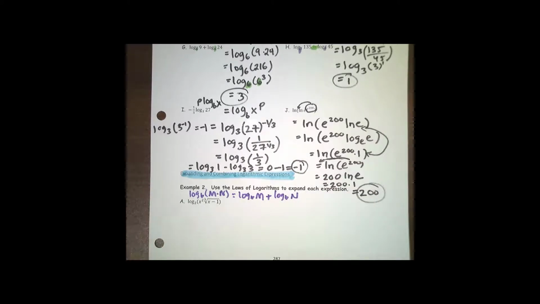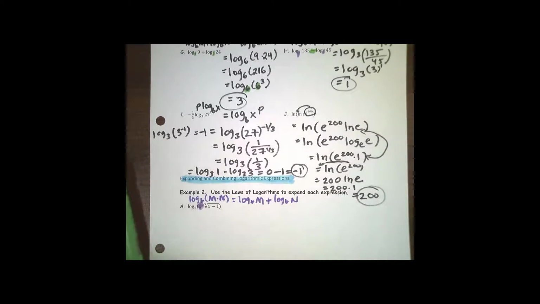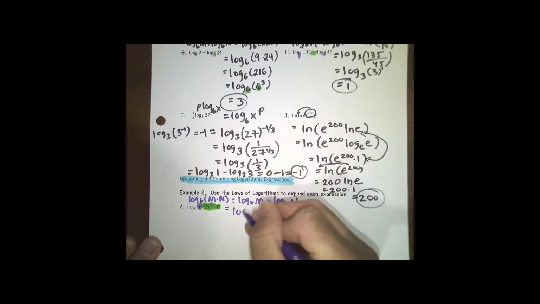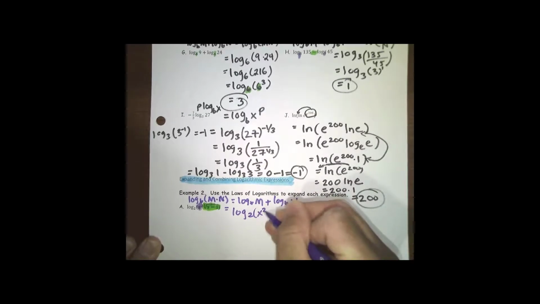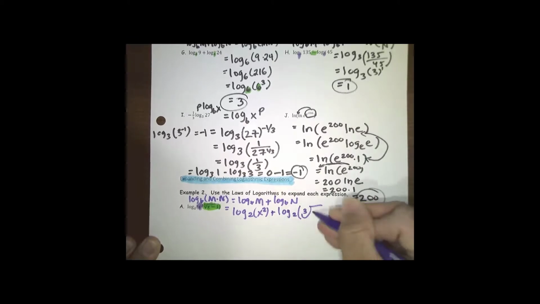You can see here, the x squared times the cube root of x minus 1. So I'll rewrite this as log base 2 of x squared plus log base 2 of the cube root of x minus 1.